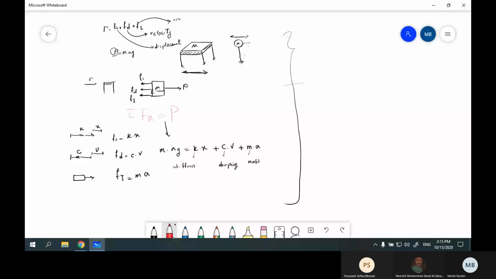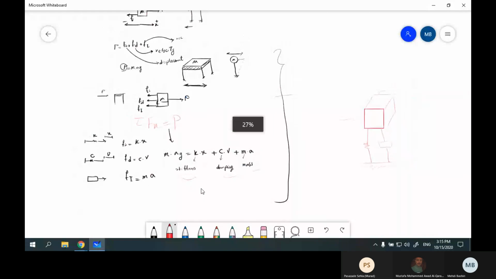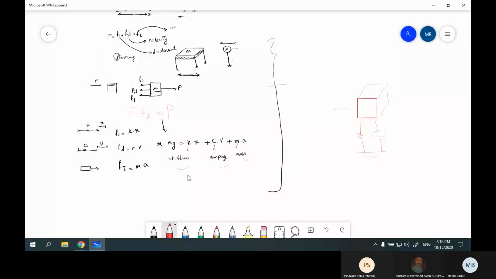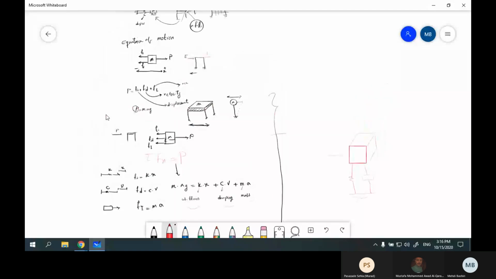And I explained that. So just for your information, if, for example, I give you any system, something like this, you just need to find the forces and write the equation of motion. It's just for your information because you should know partial differential equations to solve them, and I think you don't. So I'm not gonna go through this.